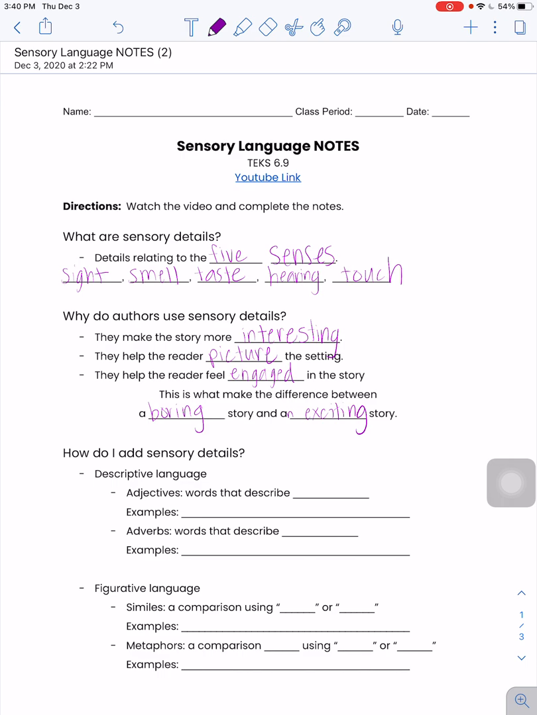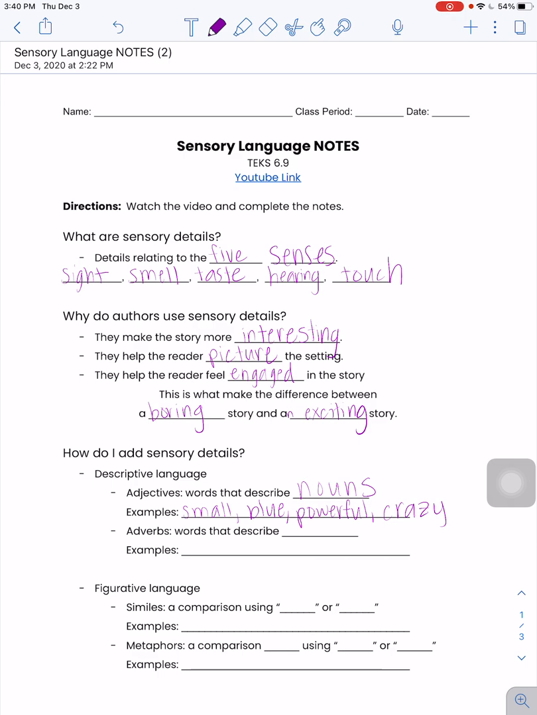So, adjectives are words that describe nouns. So, examples of adjectives could be small, blue, powerful, crazy. All those are examples of adjectives.